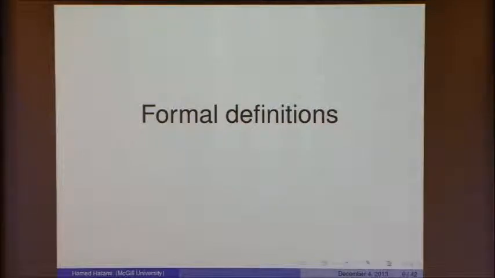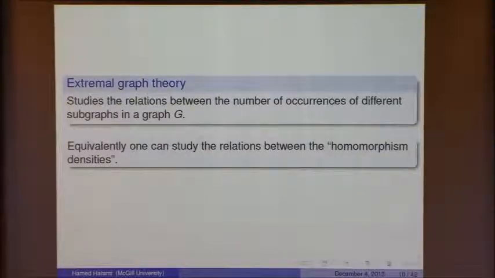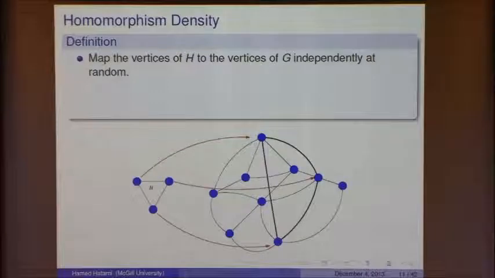Now I'll try to be more precise and give you the formal definitions. Extremal graph theory, as I mentioned earlier in the talk, is about understanding the relation between densities of graphs. Instead of densities, I'm going to work with something similar called homomorphism densities, and these two are equivalent in some sense, up to a little o error and some normalizing factor. Let me define it.